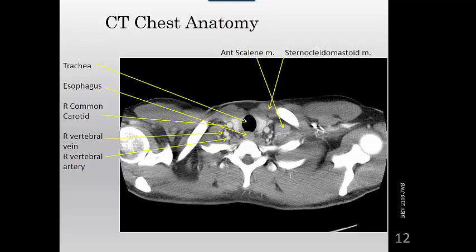Follow the yellow area. To the right of the trachea is the right common carotid artery, and then the left, of course, is on the other side. Below the common carotid, the right vertebral vein and the right vertebral artery are seen.